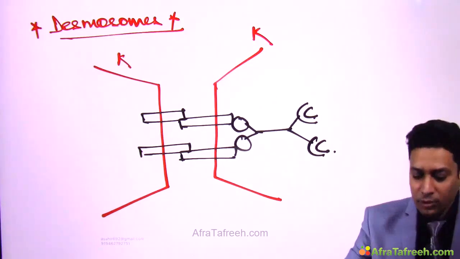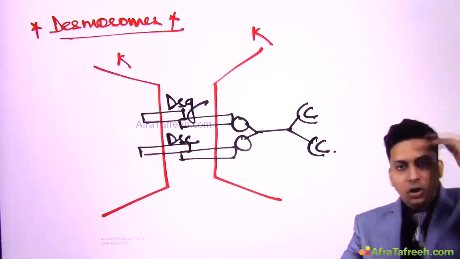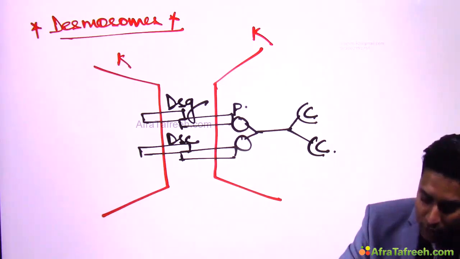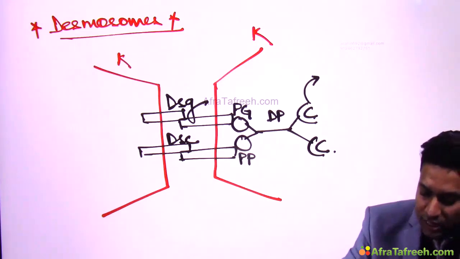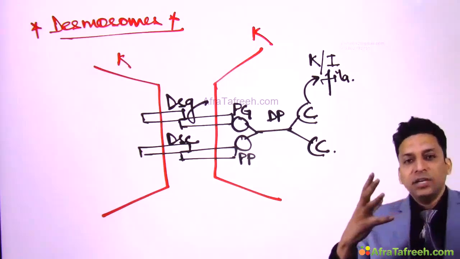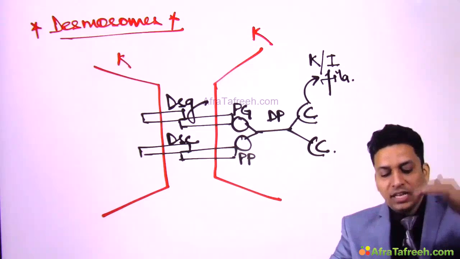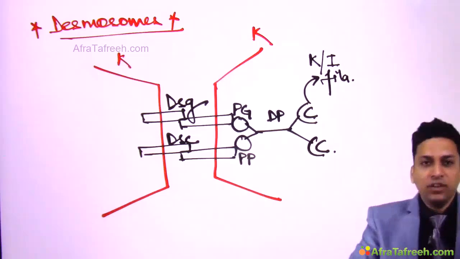So let us label them. You will find desmoglein and desmocollin. So you will find alternate desmoglein, desmocollin, desmoglein, desmocollin, which are attached to plakoglobin and plakophilin, which is further attached to desmoplakin, and which is further attached to keratin filaments, also known as intermediate filaments. Okay, so this is the arrangement of desmosomal proteins. On either side you will find the same, that is desmoglein, desmocollin, then plakoglobin, plakophilin, which is further attached to desmoplakin, which is further attached to keratin filament.